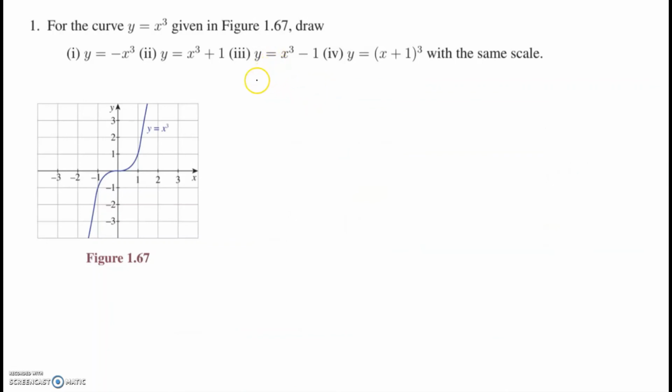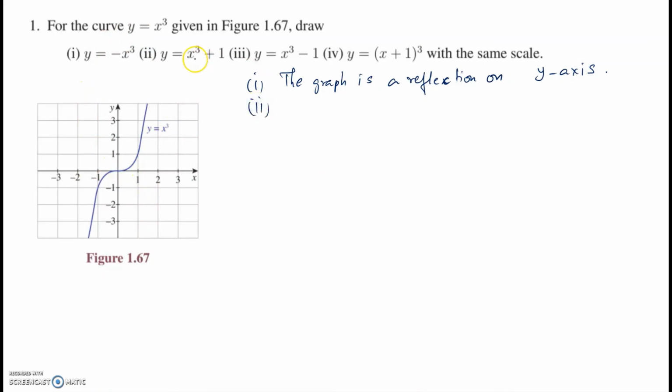So let's conclude. So in conclusion, we can say the first case, the graph is a reflection on the y-axis. So it was a reflection. We remember the graph was in this shape, so it's a reflection.